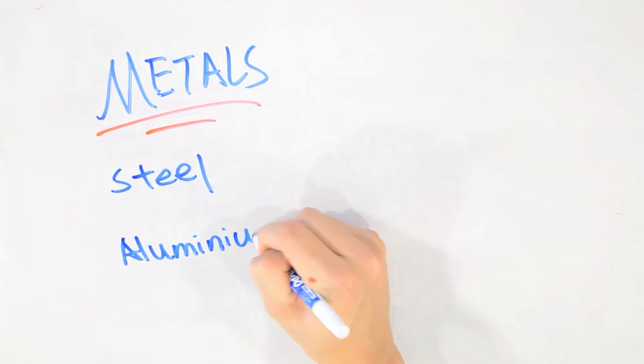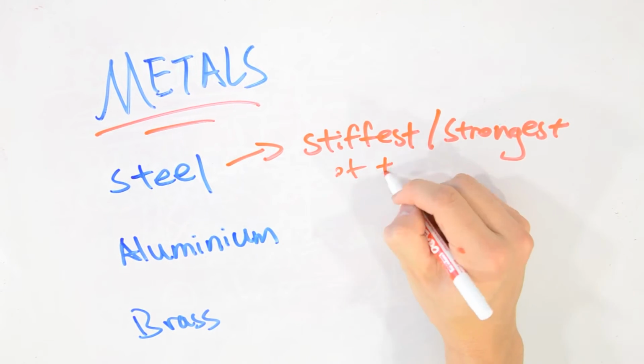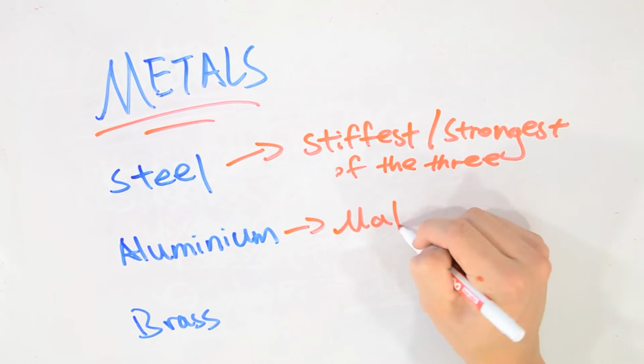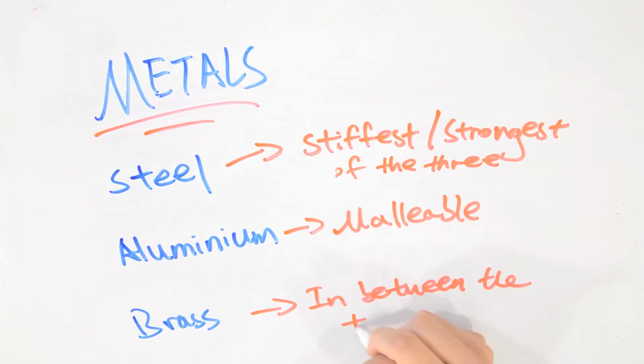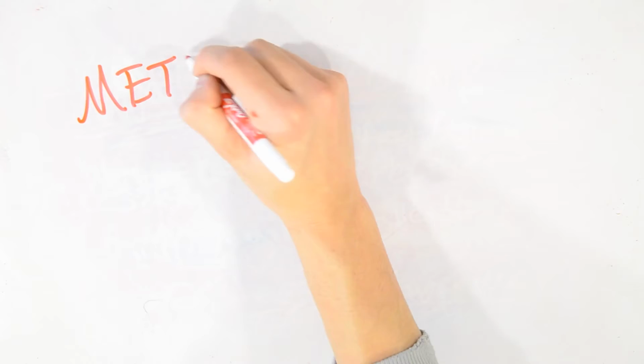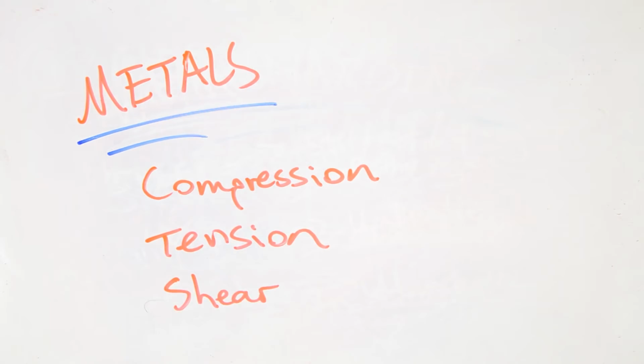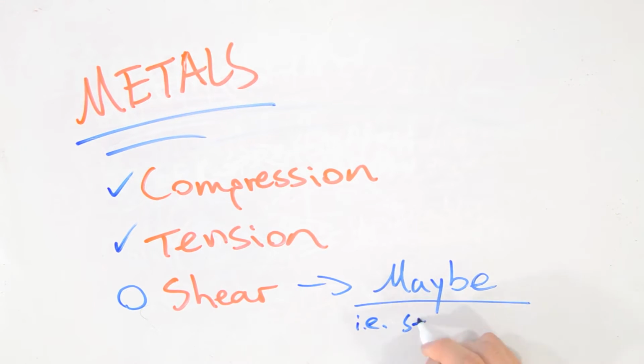Moving on to metals. Common structural metals are steel, aluminium, and brass. Aluminium is the most malleable, meaning it's the most easy to bend. Steel is the stiffest and the strongest, and brass is in between. But in general, metals are very strong in compression and even stronger in tension. The harder metals such as hard steel are also very strong in shear.